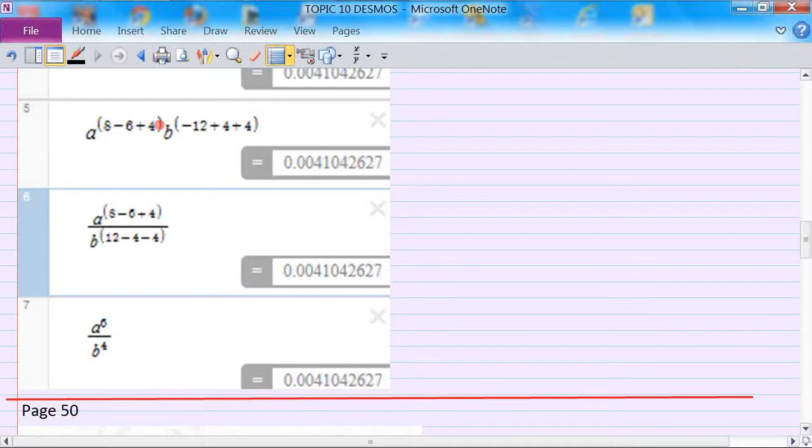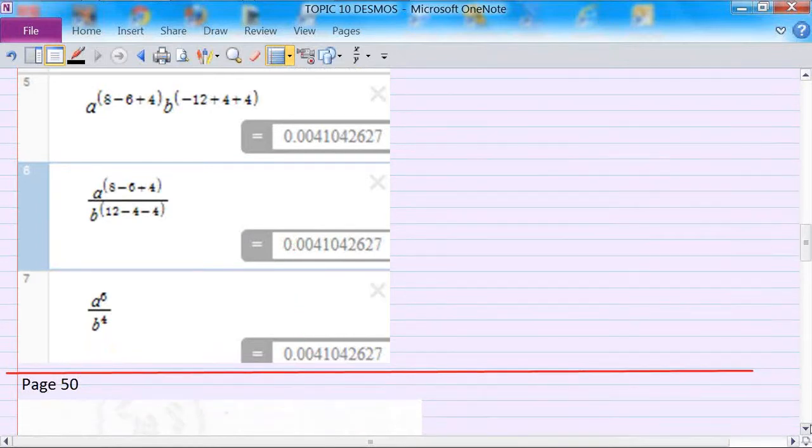Now you could have worked this one out and said that this was a to the 6th, and you could have worked this one out and said it was b to the minus 8 as the next step, and then put this as the final step. So we get the final step, 8 minus 6 plus 4 gives me 6. 12 minus 8 gives me 4. This number doesn't change, so we know we've done the problem right.